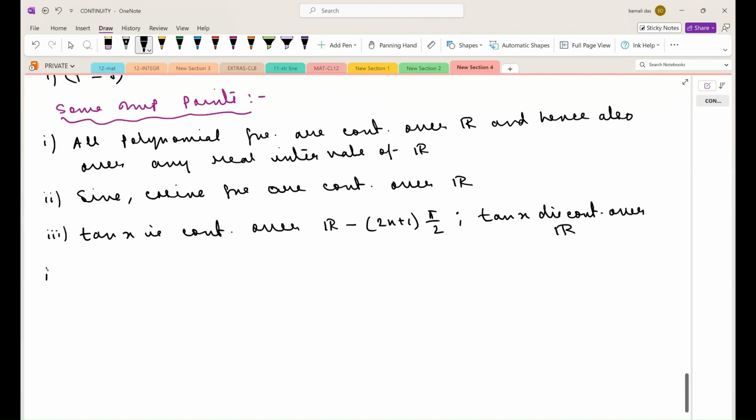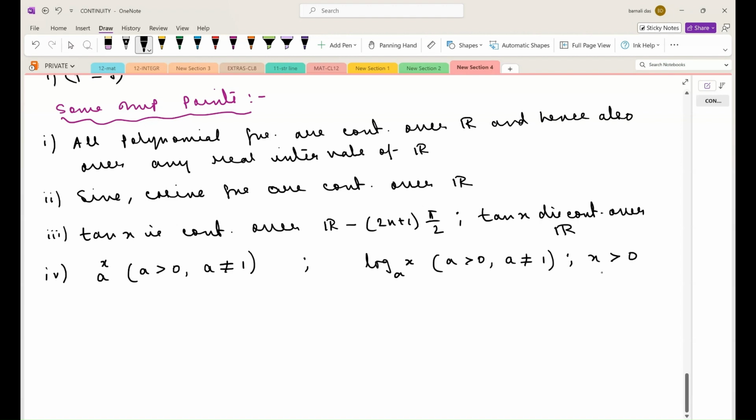And then last, number four, is the exponential function, that is a to the power x, where a is greater than 0 and a not equal to 1. And the log function, that is log base a of x, again where a is greater than 0, a not equal to 1, and of course x is positive. That's the domain of the log function. It acts only on positive. So these two functions are continuous in their domains.